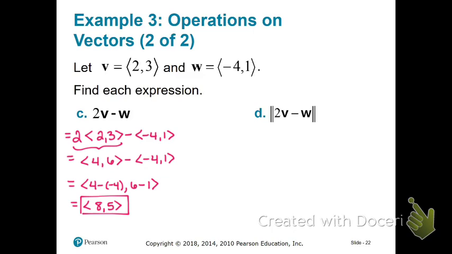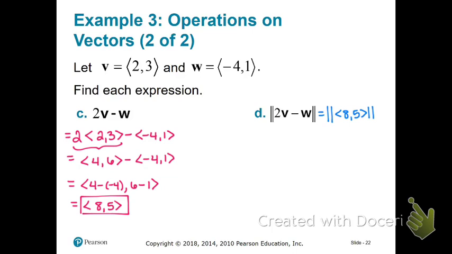Okay, and then D. What do those 2 bars mean? The magnitude. Well, do we know what 2v minus w is? Yes, if we didn't, we'd have to find it, but we just found that in C, didn't we? So they're really telling us we're looking for the magnitude of, what did we get? The components, yes, the components of 8, 5, right?